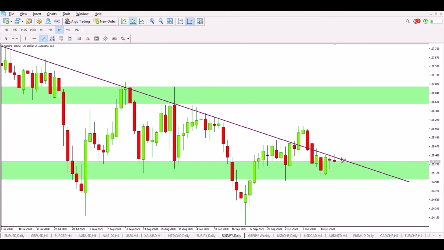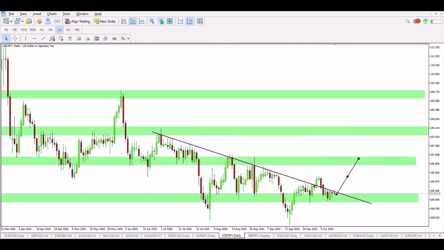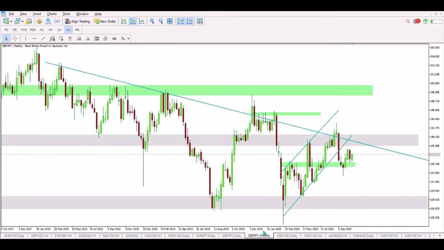If we break this resistance, we can go up again to these previous highs or to the previous resistance zone, and this is also good opportunity for the traders on USD JPY. If we go bearish, then we have enough room for taking profits around these lows over here. Okay guys, this is all for this market. Let's see if we can check something else.